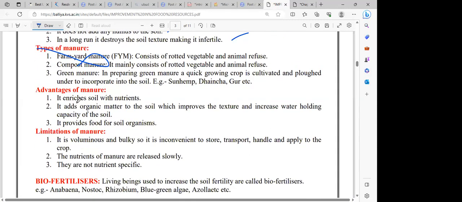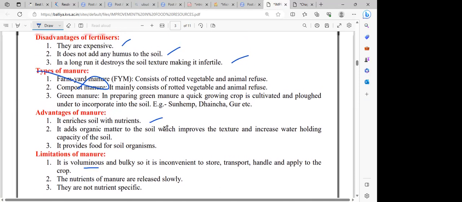Then advantages of manure. It enriches the soil with nutrients. It adds organic material and provides food for soil organisms. Then limitations. It is voluminous and bulky, so it is very inconvenient. The nutrients of manure are released slowly and they are not nutrient specific. Clear? Yes, ma'am.